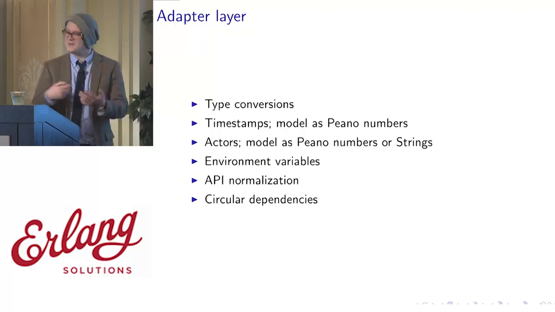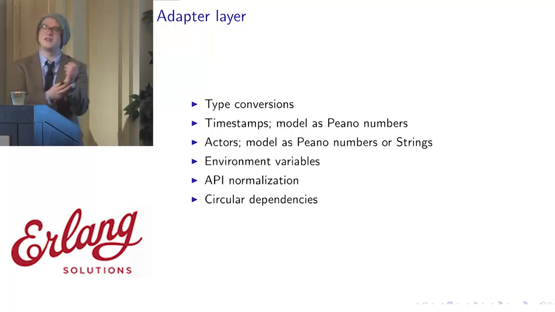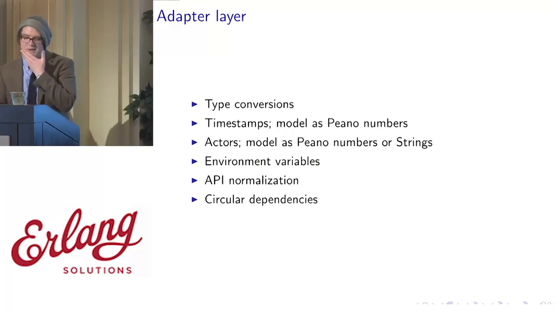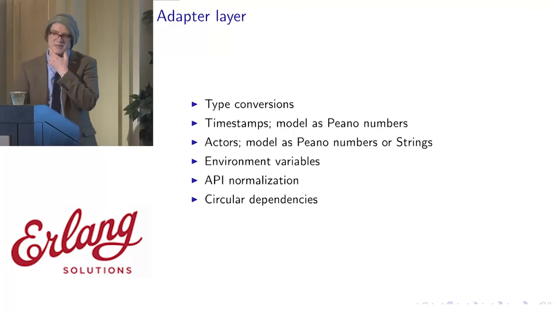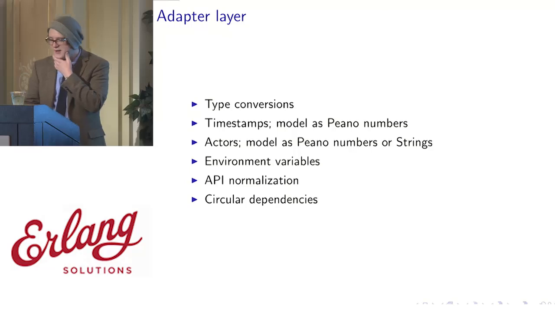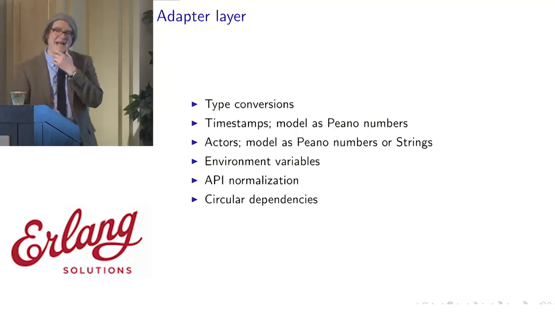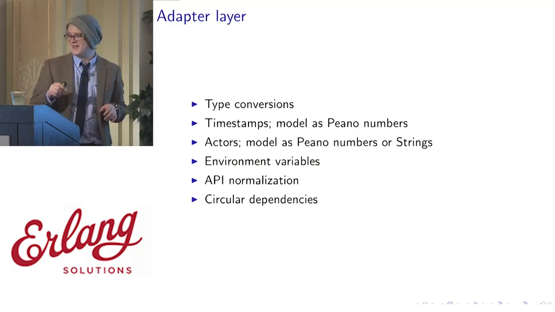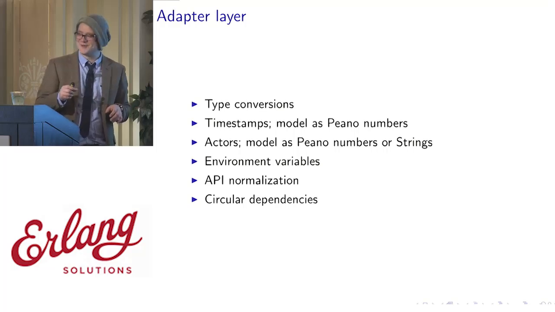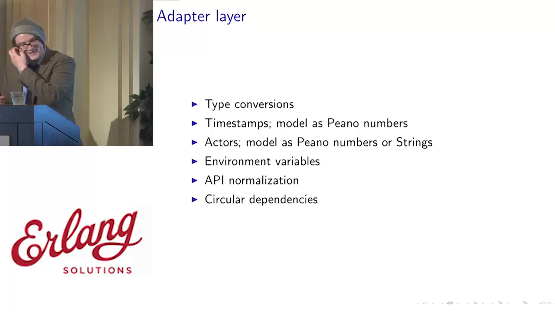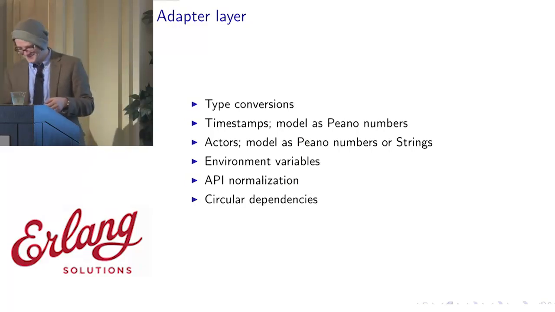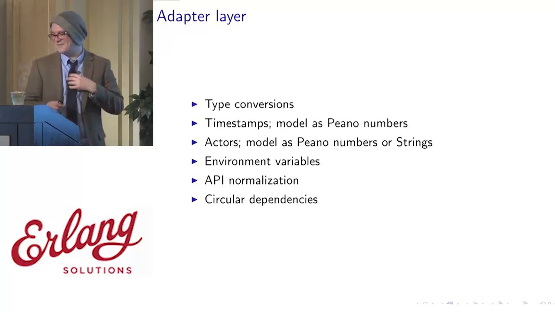Timestamps, so we've modeled them as Peano numbers, so we need to actually provide glue code to convert that to the actual native data type for modeling timestamps. And we do that with Unix-style timestamps, so the Gregorian conversion. Actors as well, so actors in Riak in the vclock model can be any term. So we need to provide a way to convert terms to natural numbers, which is problematic, and we won't get into that, but we'll briefly touch on it.